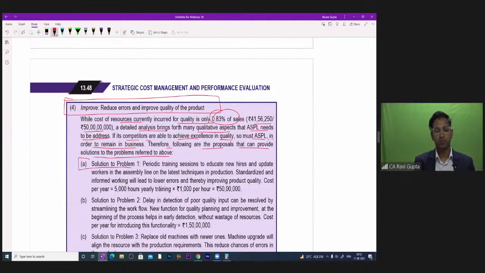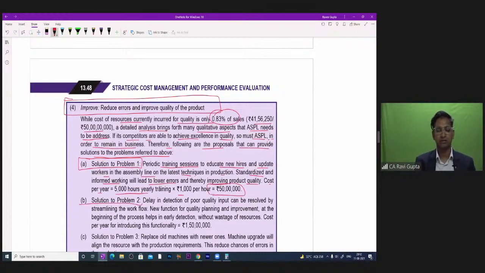Solution to problem number 1: periodic training sessions to educate the new hires and update workers in the assembly line on the latest techniques in production. Standardized and informed working will lead to lower errors, thereby improving the product quality. The cost per year for training will be 50 lakh rupees.